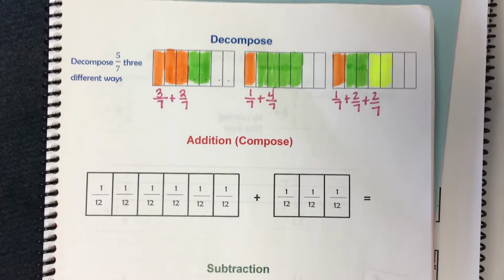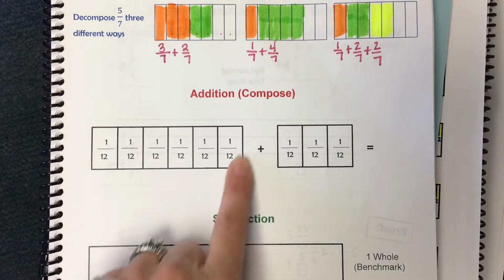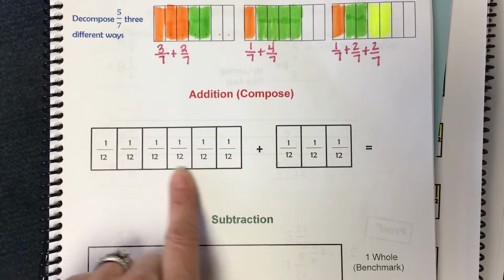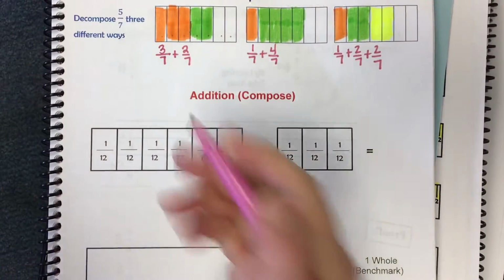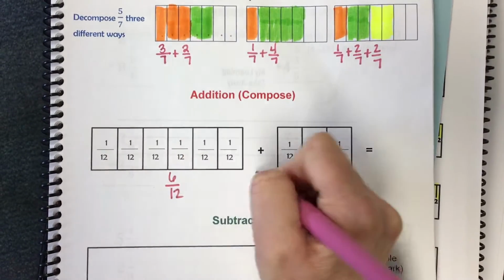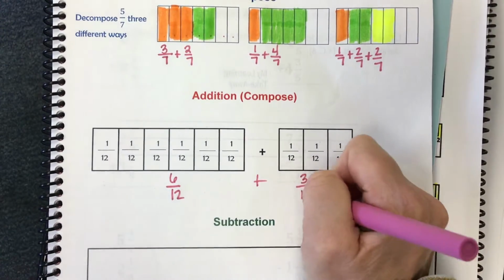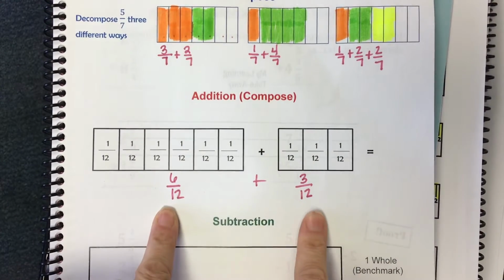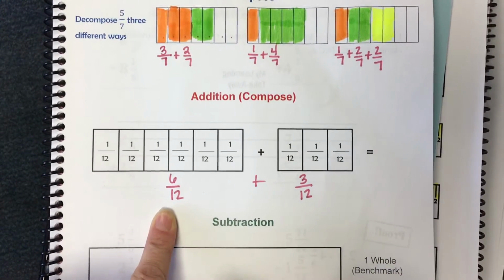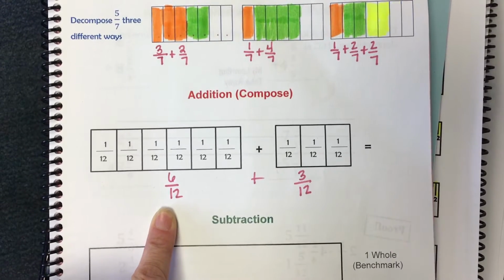Now let's talk for a minute about adding fractions. How many 12ths are represented in this problem? 1, 2, 3, 4, 5, 6. 6 12ths. Plus how many are over here? Brady? 3 12ths. Now I know that you guys know this. When we add fractions, number one, they have to have a common denominator. Number two, we only add the numerator. And number three, we always reduce our fraction answer.